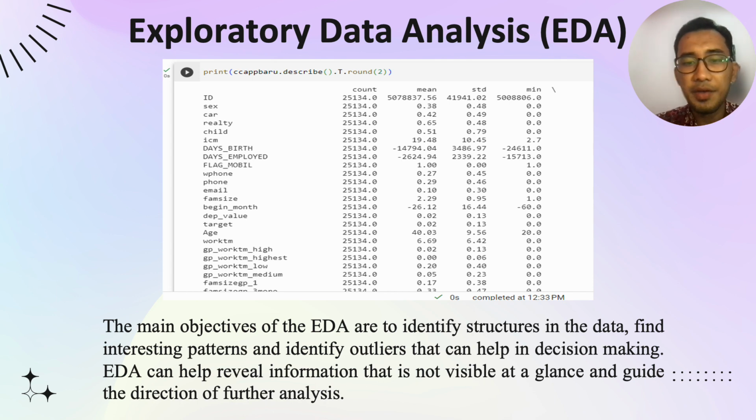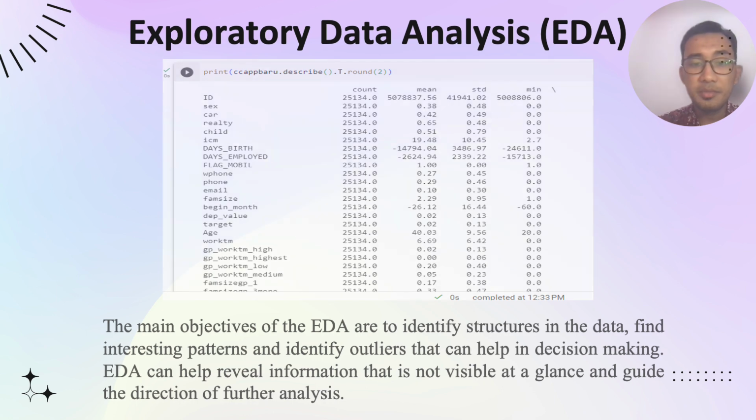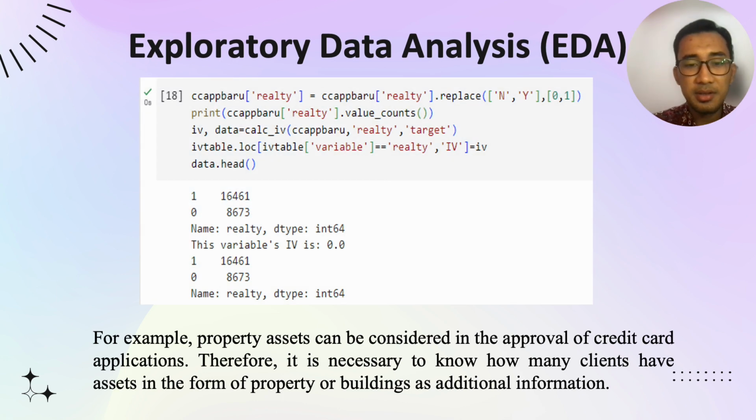The main objectives of EDA are to identify structure in the data, find interesting patterns, and identify outliers that can help in decision making. Exploratory data analysis can help reveal information that is not visible at a glance and guide the direction of further analysis. For example, property assets can be considered in the approval of a credit card application. Therefore, it is necessary to know how many clients have assets in the form of property or buildings as additional information.